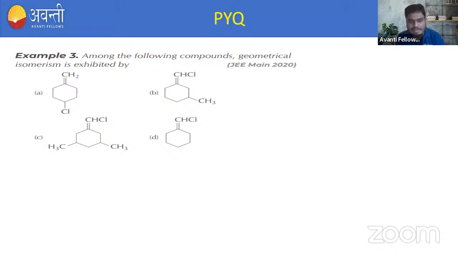I'm giving you 30 seconds for this question. Try to give me the correct answer. You just need to find the geometrical isomerism. Which of the following out of these four options will show geometrical isomerism? Quickly. C, GNV Shimoga has said C. Anyone else?